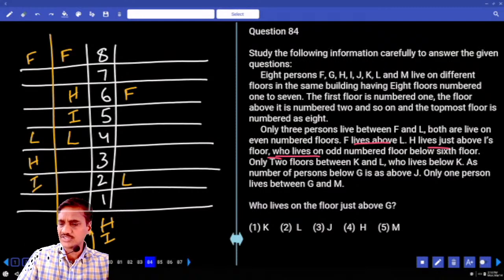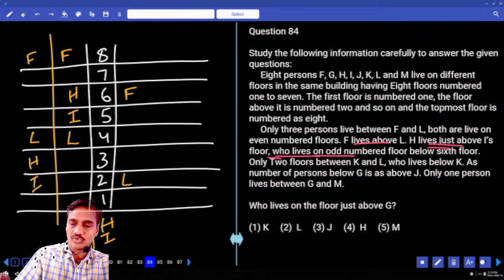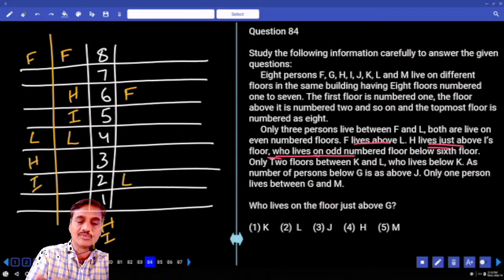Now where is this I? H lives above I's floor. Sorry, I lives on an odd number floor. Done? And who means this? Who refers to whom? I. And I lives on an odd number floor.